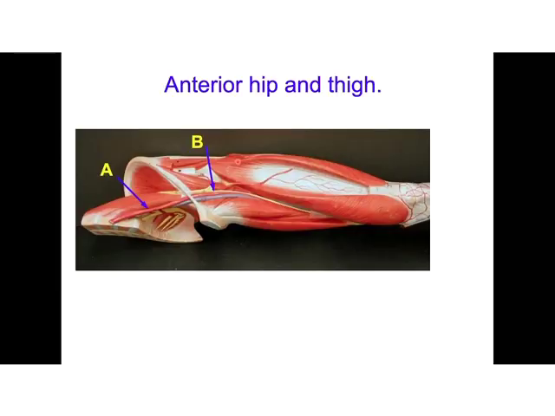Okay, here's anterior hip and thigh. This is a left thigh, right? So A is common iliac. This would be internal iliac. And this would be femoral, right? Because now we're in the thigh. We've gone through the inguinal ring here, okay? And once we do that, we're in the thigh proper, right? Up here, this would be the external iliac, but down here, it's the femoral.